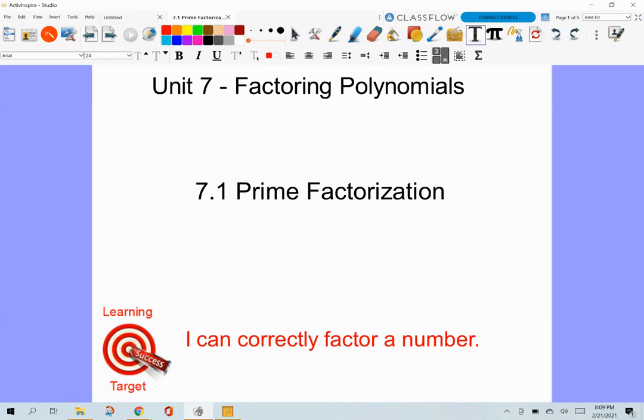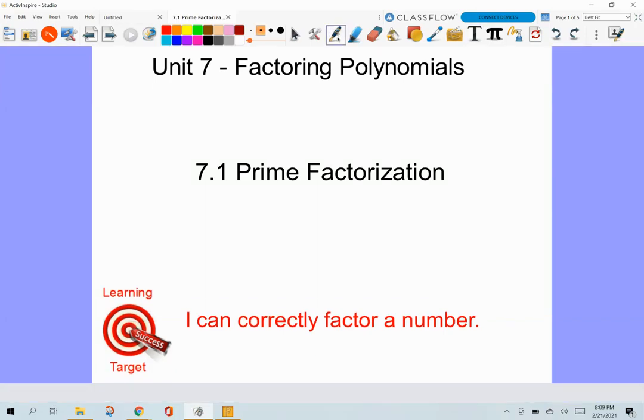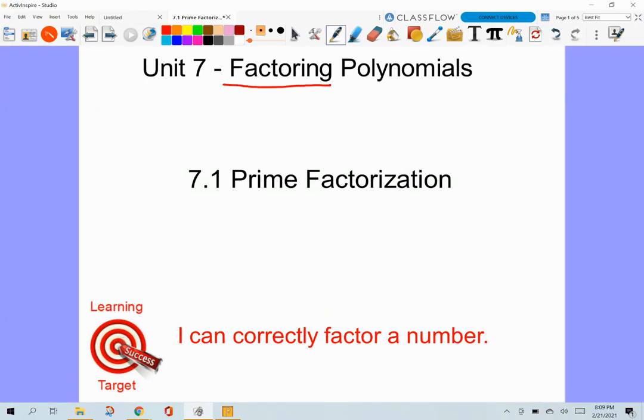Right, so starting a new unit today, you're going to hear this word a lot, factoring. We're going to start kind of basic. We're not even looking at anything with variables today. I want to show you guys how to completely factor a number and come up with what's called prime factorization.